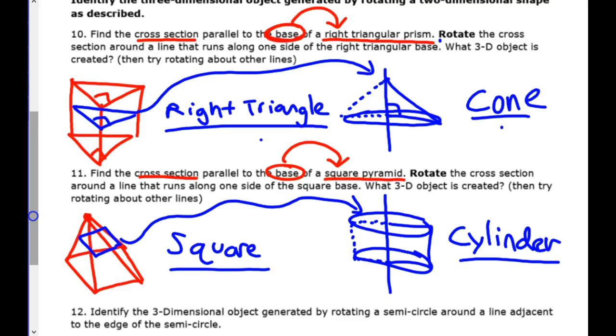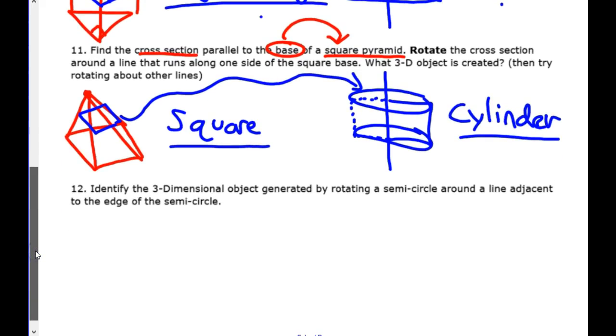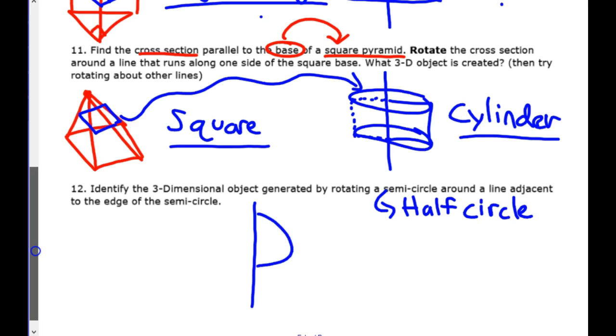So again, triangle rotation, cone. Rectangle rotation, cylinder. There's only one other possibility. So look at number 12. Identify the 3D object generated by rotating a semicircle. What's a semicircle? It's a half circle. And we're going to rotate it on its straight edge. Okay? So, here's my line, here's my semicircle.